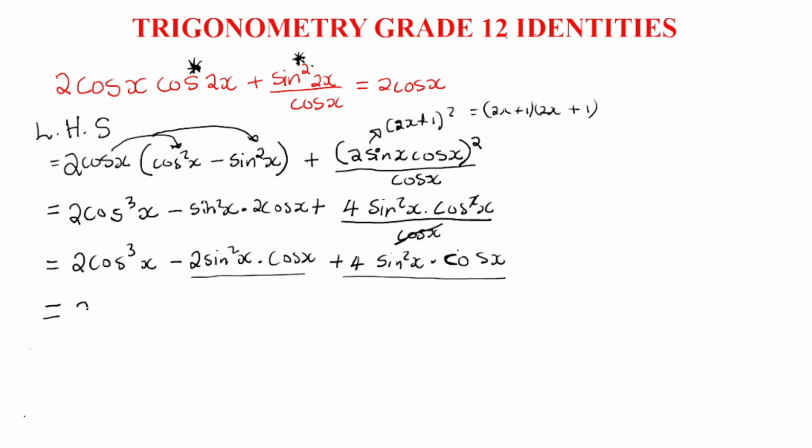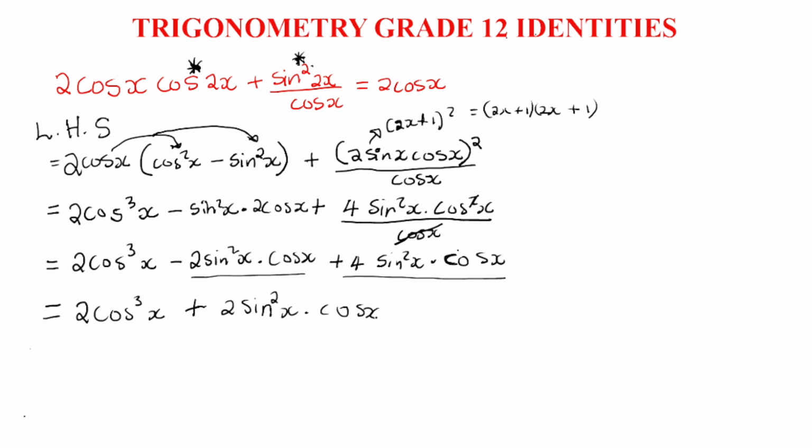Okay, so I'm going to come here and say cos to the power of 3x. Then this one, minus 2 sine squared cos x plus 4 sine squared cos x. So I'm going to be left with only 2 sine squared x cos x, because they are like terms.